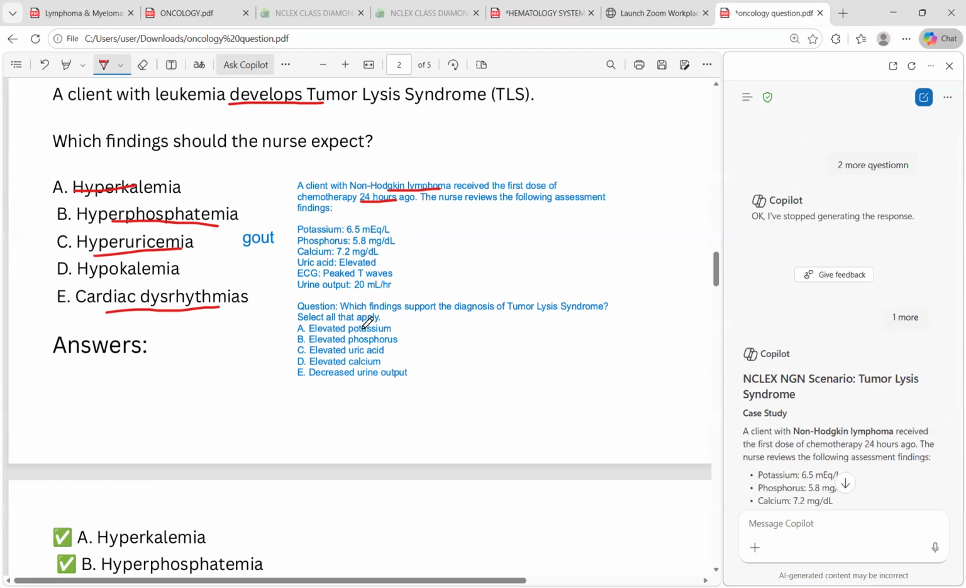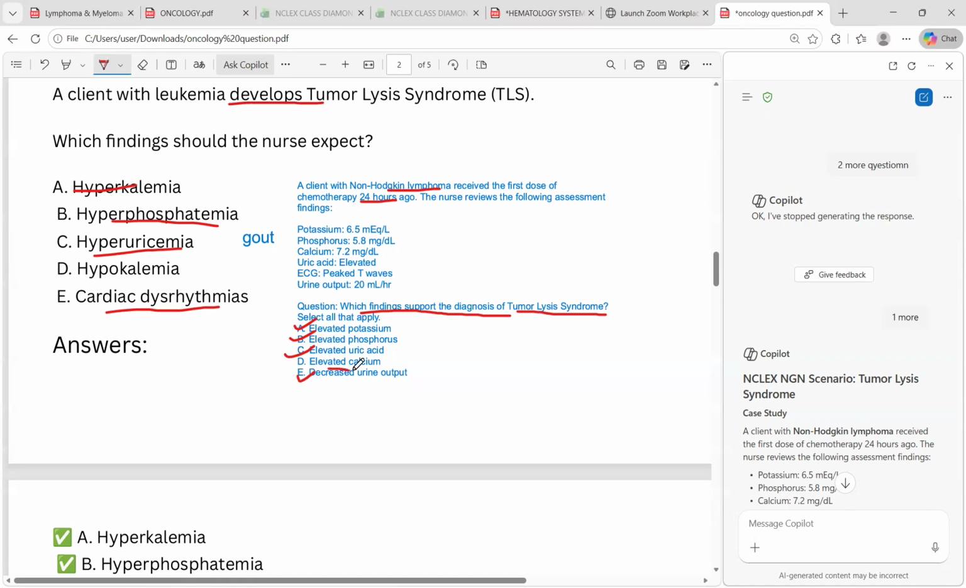It's tumor lysis. Which findings will support the tumor lysis syndrome? Same topic, different type of the same question. Understood? Yes, ma'am. Elevated potassium, elevated phosphate, elevated uric acid, and decreased urine output.